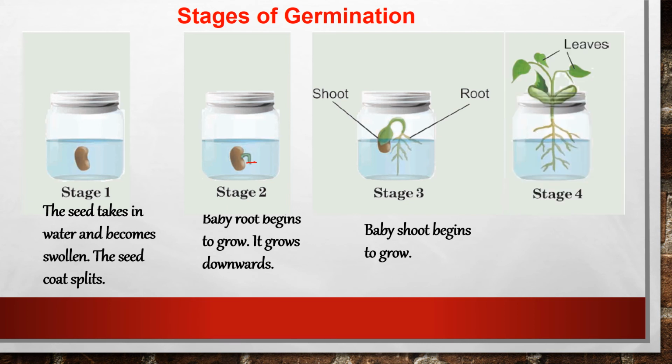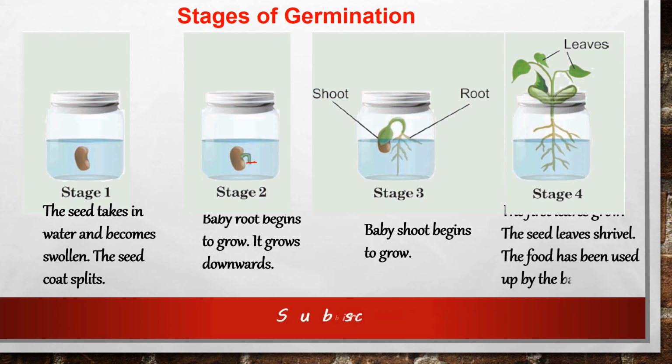And then stage number 4, the seed leaves shrivel. The food has been used up by the baby plant. And then you have the presence of the leaves. Here we are having the seed turning into a seedling from stage 1 to stage 4.